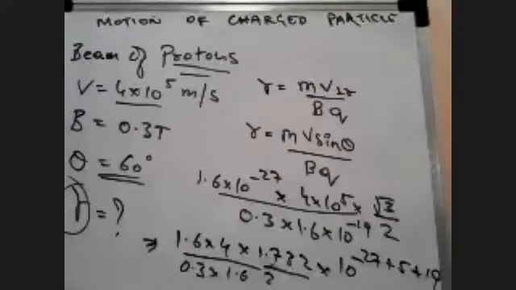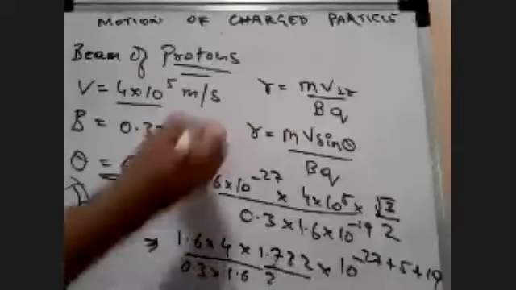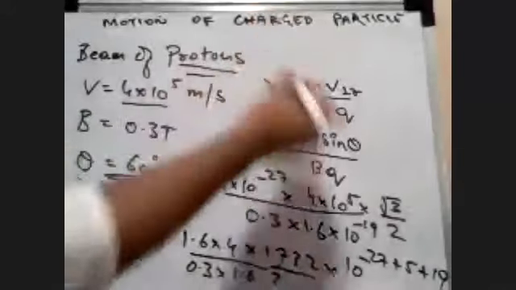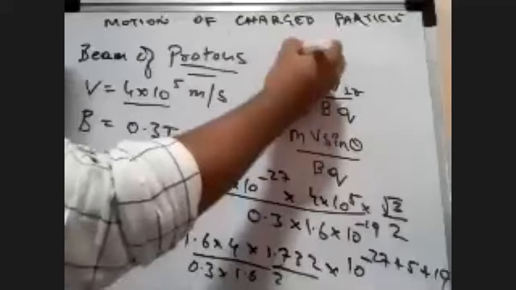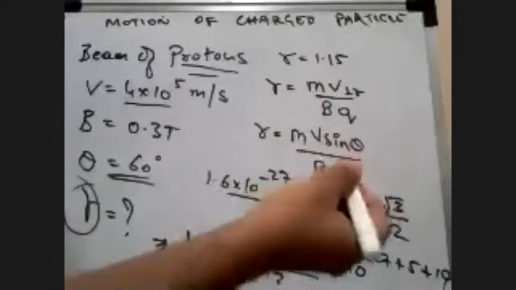Simple. How will you do it? You can just multiply all the decimals with 10. You'll get 16, 3. Then again with 10, 16 and 1.7, make it 17. So ultimately what you'll get? R is equal to what? I'll write it on top. R is coming out to be 1.15 into 10 raised to minus 2.